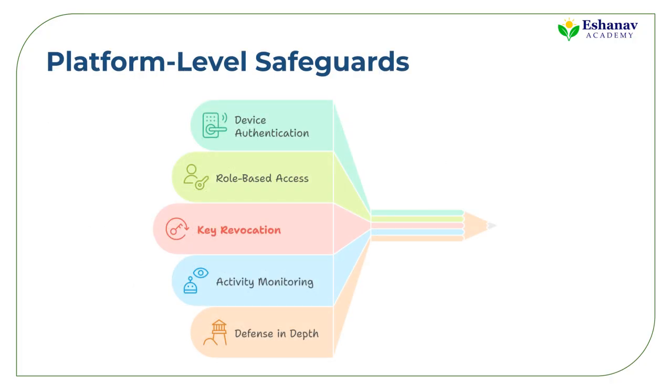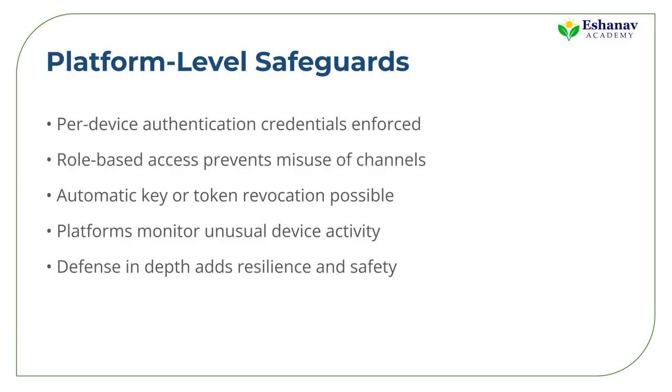Even with device authentication and TLS, cloud platforms add their own defenses. Think of them as security guards inside the building. Each ESP32 gets unique credentials, so if one is compromised, others stay safe. Role-based access ensures a sensor can only publish, not subscribe, preventing attackers from hijacking command channels. Platforms can also revoke a compromised key instantly, much like canceling a stolen credit card. When designing IoT systems, you don't just rely on device security. You architect with the assumption that layers of defense will catch what one layer misses.